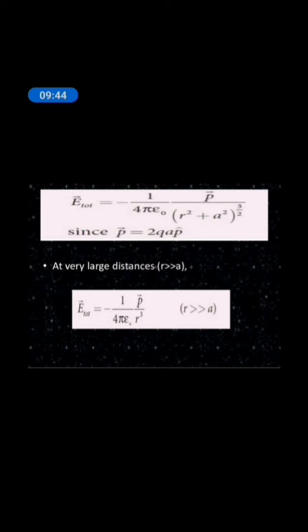E total is equal to minus 1 upon 4 pi epsilon naught p divided by (r square plus a square) to the power three by two. Or at very large distances, we can write r is much greater than a, and E total is equal to minus 1 upon 4 pi epsilon naught p upon r cube.